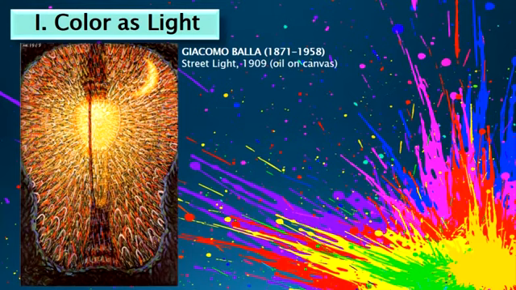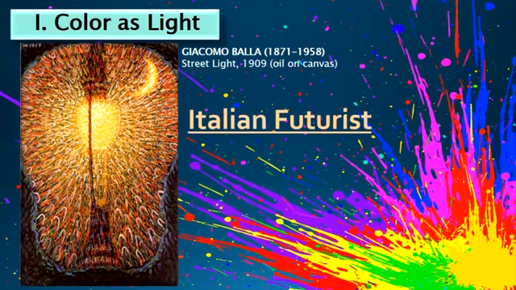Balla was an Italian Futurist who revered the modernity of urban life. He painted The Street Light at the time when electric lighting was first introduced to the streets of Rome. It is the Futurist celebration of the power of technology as the symbol of the new age.